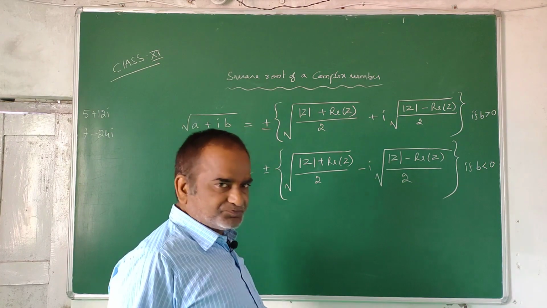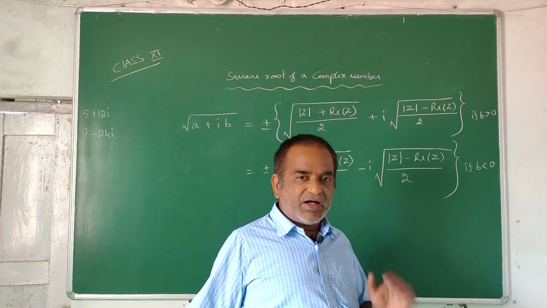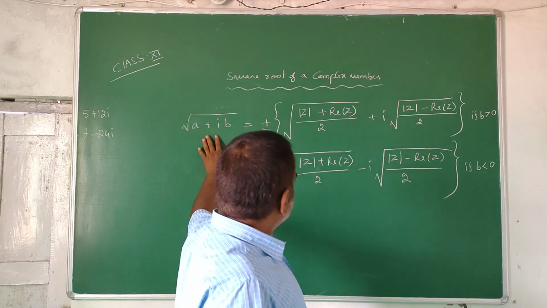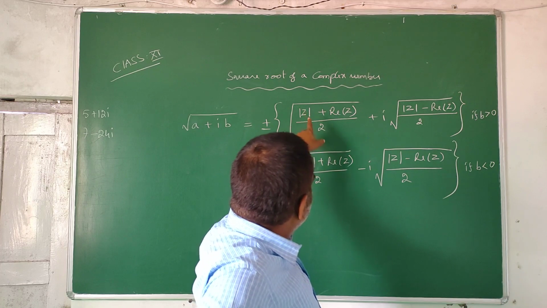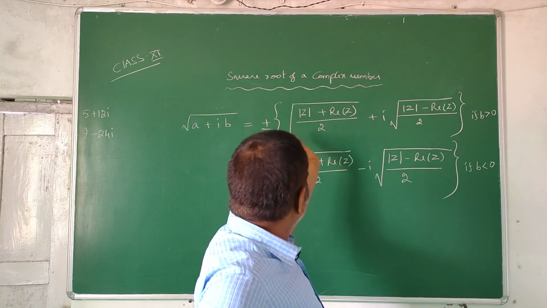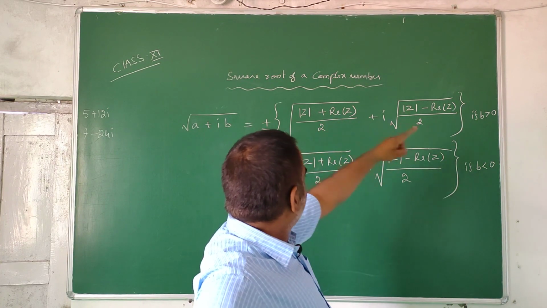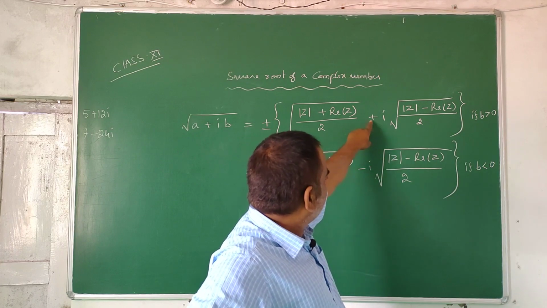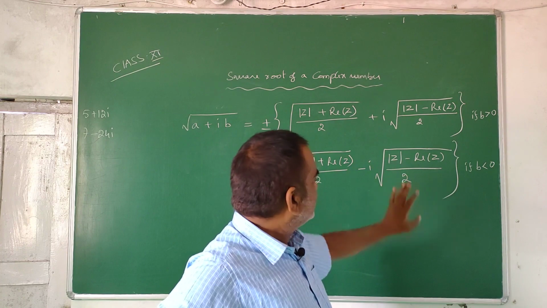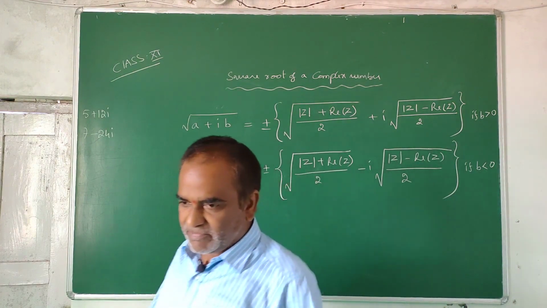You have to understand one main point here. To find the square root of a complex number z, the major role is played by mod z and the real part of z. The rest of the things are the same. Root by 2, this plus here, that minus here. If b is greater than 0, here plus. If b is less than 0, here minus. The terms here and here are the same. Understood? Now we will do one problem.